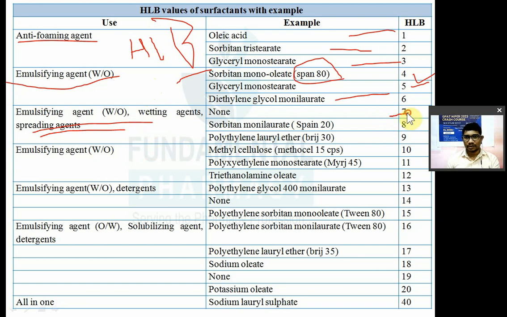तो 7 का एग्जांपल उतना नहीं. सोर्बिटन मोनोलाउरेट दैट इज स्पैन 20, HLB होता है 8. पॉलीइथिलीन लाउरिल ईथर नोन एज अ ब्रिज 30, उसका HLB 9, है ना. बाद में मिथाइल सेलुलोज नोन एज अ मिथोसेल 15 CPS उसका विस्कोसिटी होता है, 10 HLB. तो ये इमल्सिफाइंग एजेंट O/W इमल्सिफायर, W/O इमल्सिफायर नो. मिथाइल सेलुलोज है 10. पॉलीइथिलीन मोनोस्टेरेट नोन एज अ मिर्च 55, 11.